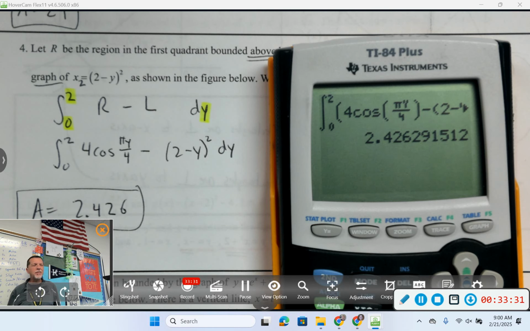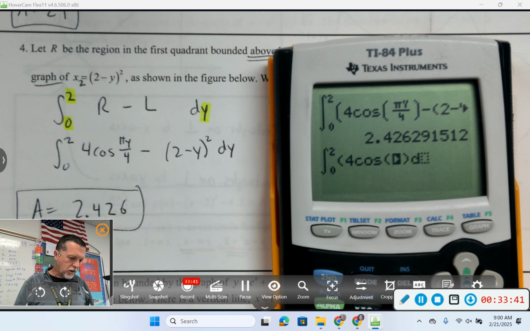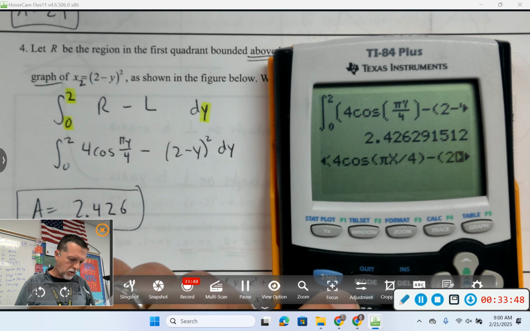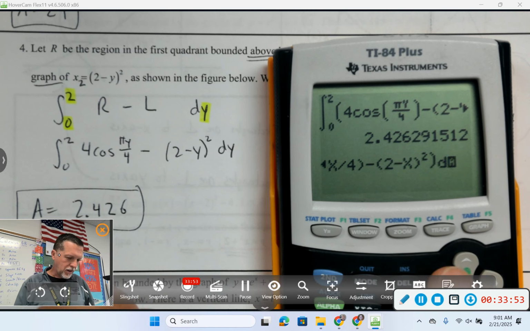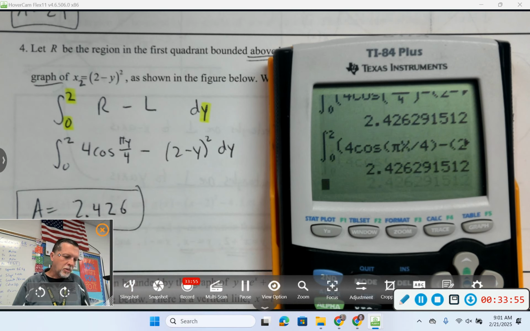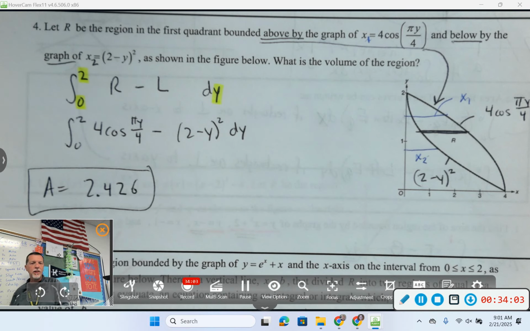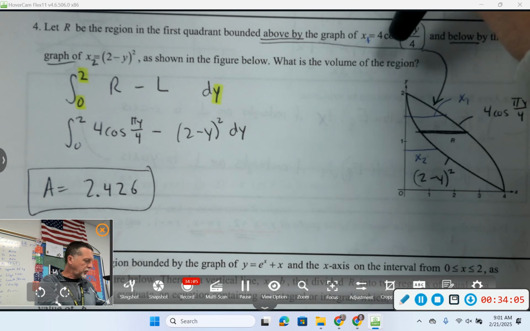Again, once you've done a few of those, you're like, wait a minute, the calculator doesn't know if this is an x or a y problem. So why don't I just put x's in there instead? 4 cosine pi x over 4 minus parentheses 2 minus x squared dx. Whoops, not di, dx. And that should be the same answer. So officially it's a y problem, but your calculator doesn't know that, so you can trick your calculator if you think that's easier.